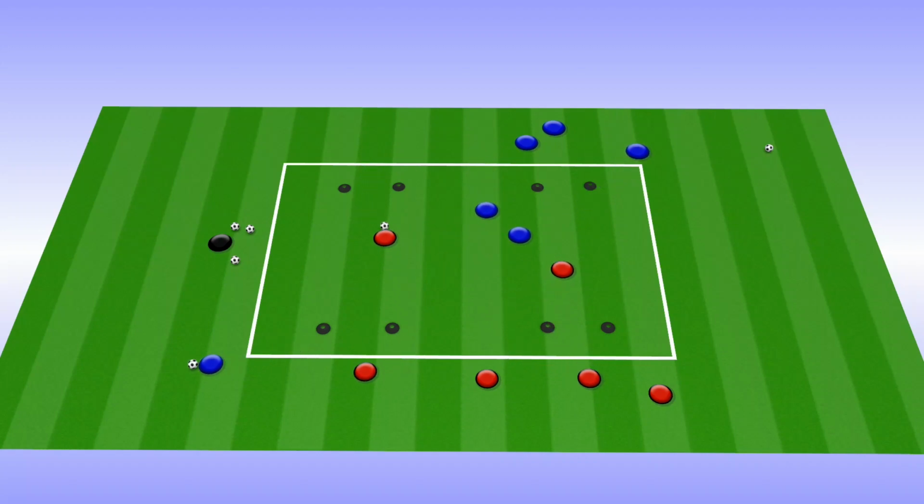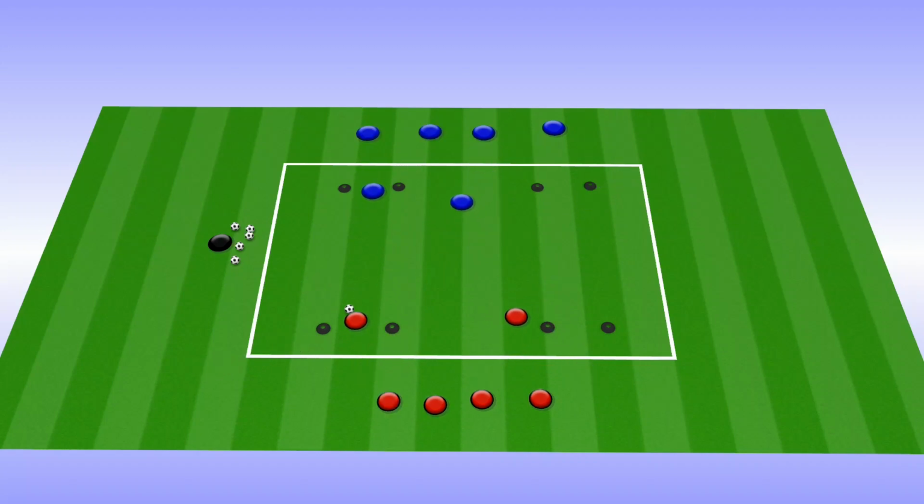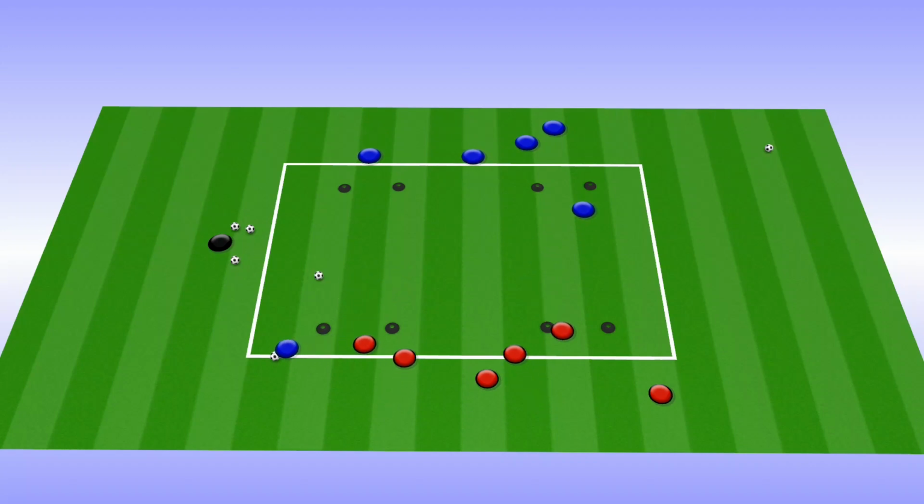The game is directional. Key coaching points: focus on 1v1 defending, attacking posture, small control touches, and a side-on approach to steal the ball. In possession, the ball carrier needs to decide 1v1 or pass.